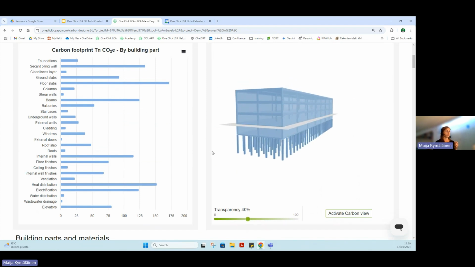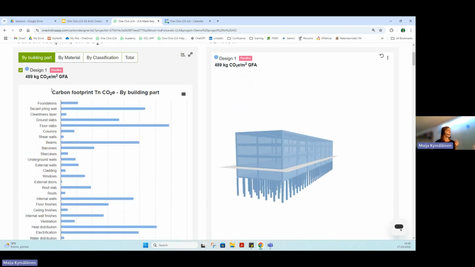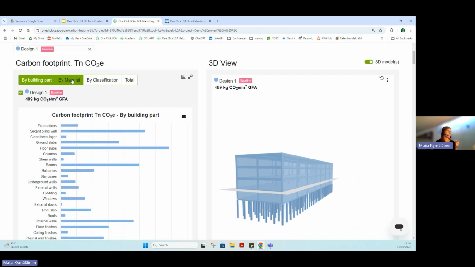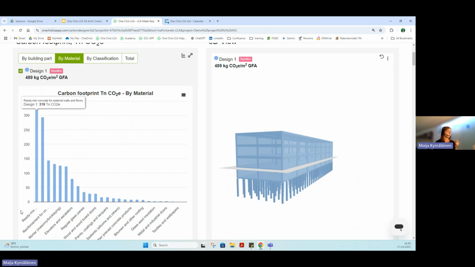So it gives here our carbon footprint by building part, and we can also change it. So we can show it by material. So here we can see the most contributing materials. This is very helpful when you're starting to optimize, because then you can start thinking, okay, so ready mix concrete makes the most. What can I do for that?